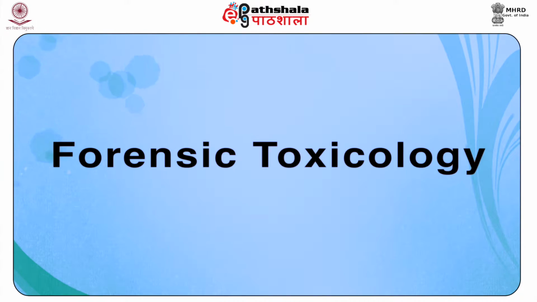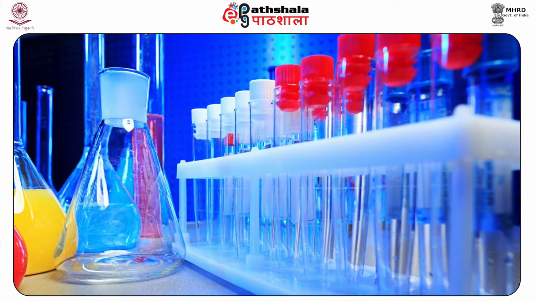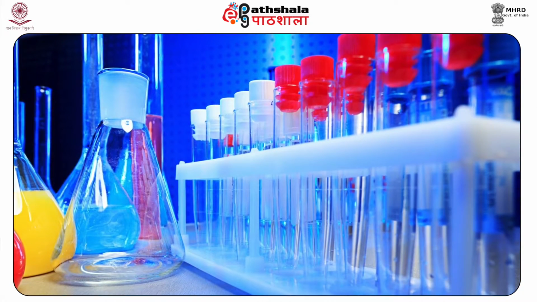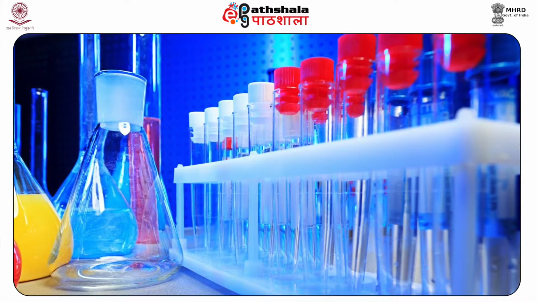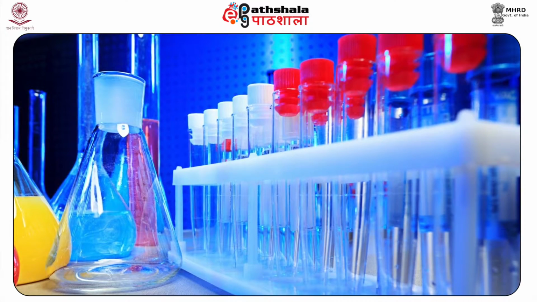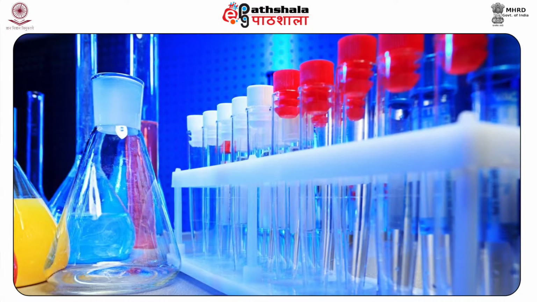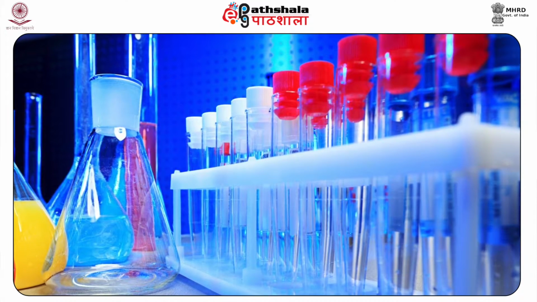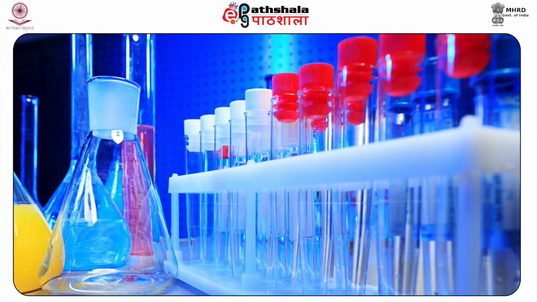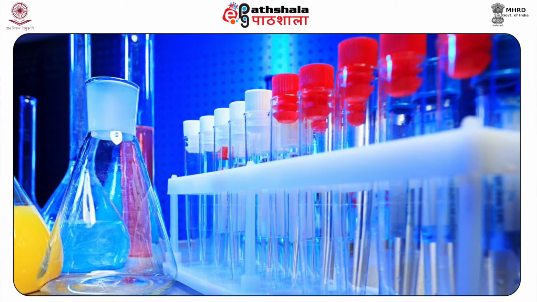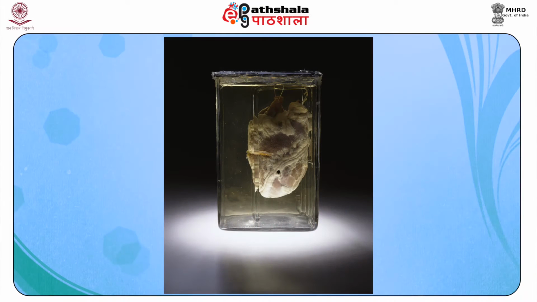Next is forensic toxicology. This branch of science deals with the determination of toxic substances present in human tissues and organs. Most of the work concerns the role of toxic agents, that is, chemicals or plants or others that might have played a role in causing or contributing to the death of a person. It also includes qualitative and quantitative analysis of the poisonous products present in the viscera.